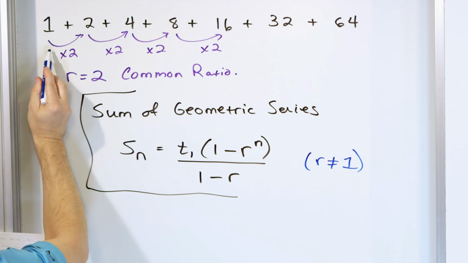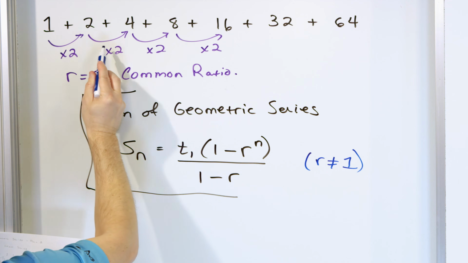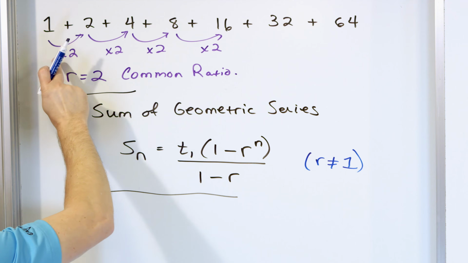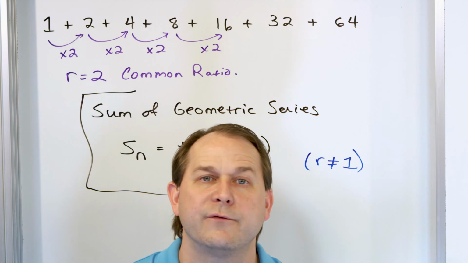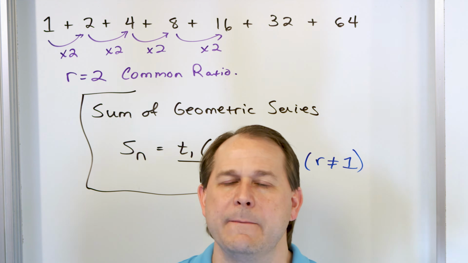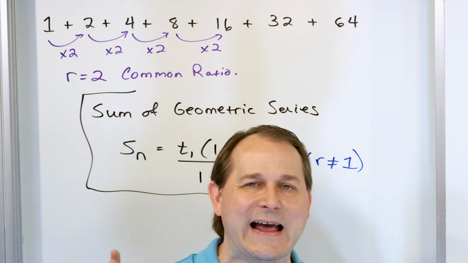If I take this and multiply by 1, I'm going to get 1. Multiply by 1 again, I get 1. Multiply by 1 again, I get 1. So if the common ratio were ever 1 for any series, technically it's geometric, but it's a boring series, because every term is just going to be the exact same term.